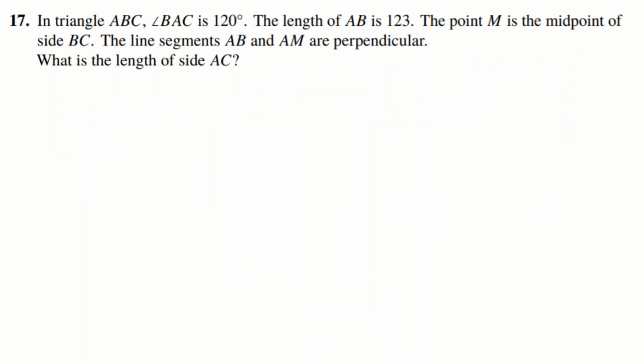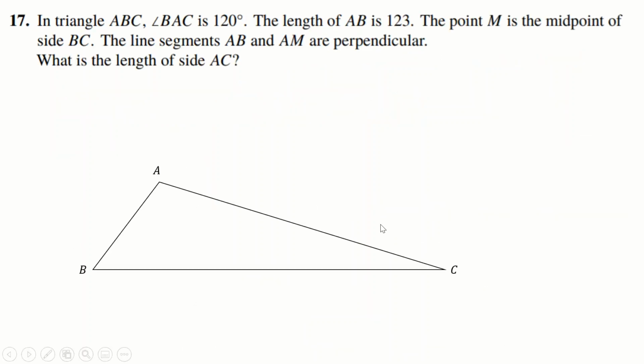Number 17, so draw a picture. I've got a triangle ABC, angle BAC is 120, the length of AB is 123, and the midpoint M of B and C makes a line segment that's perpendicular to AB, so there's a 90-degree angle here, which means I can split that 120 into 30 degrees and 90 degrees. And of course, these two distances are the same because M is the midpoint. And they're asking me for AC. Now, this question is hard.